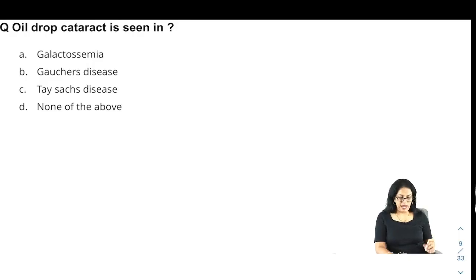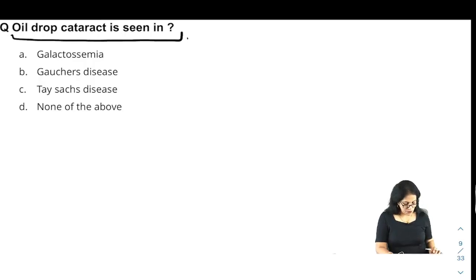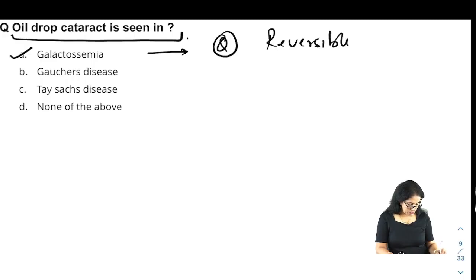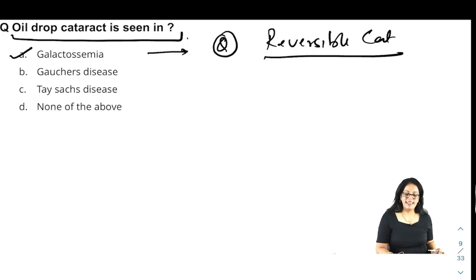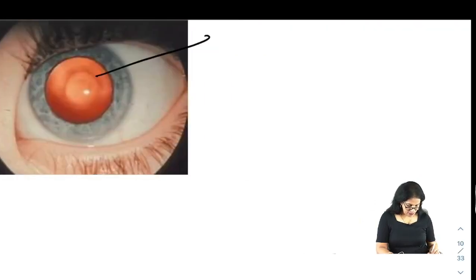Oil droplet. I don't know whether this question was asked or not, but since some people are saying it was asked, oil droplet, of course, is galactosemia. Another question here is that this is one of the reversible cataracts. If they ask you, it's always galactosemia. This is one additional question that you will remember, right? Okay, so this is an oil droplet cataract. It looks like an oil drop.